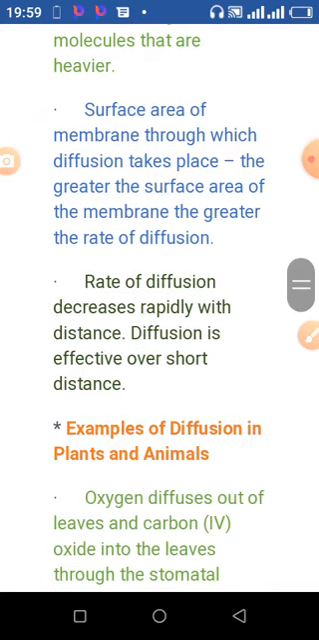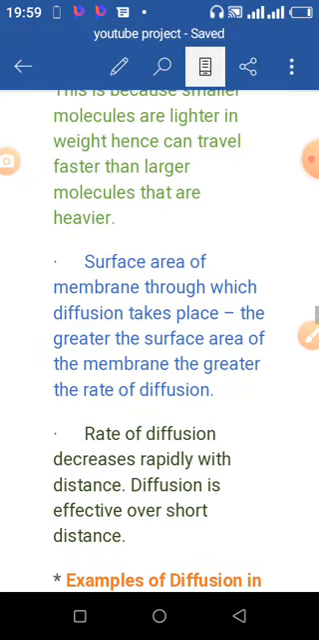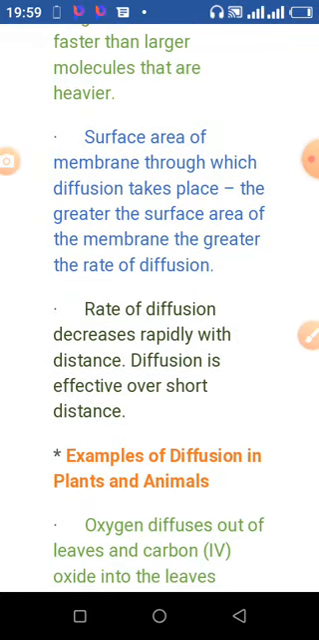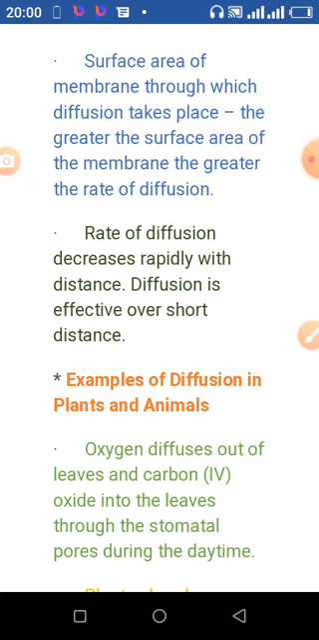Another factor that affects diffusion is the surface area of the membrane through which diffusion takes place. The greater the surface area of the membrane, the greater the rate of diffusion. That means if the part of the permeable membrane where substances are passing is greater, diffusion will occur faster, and vice versa.